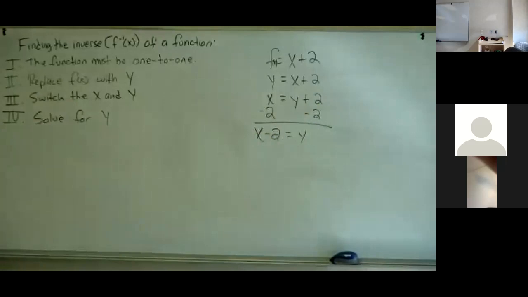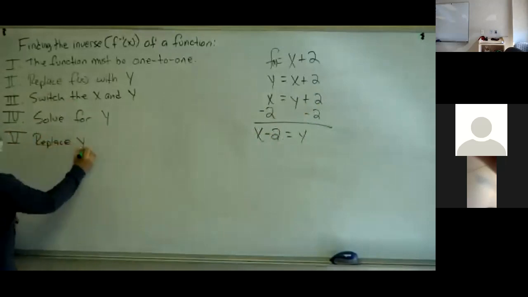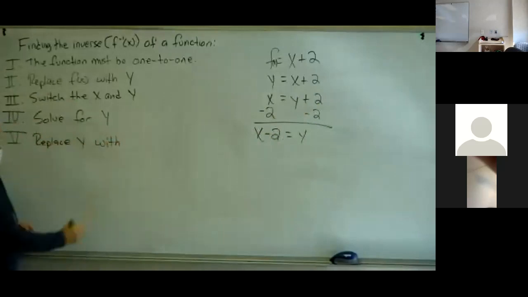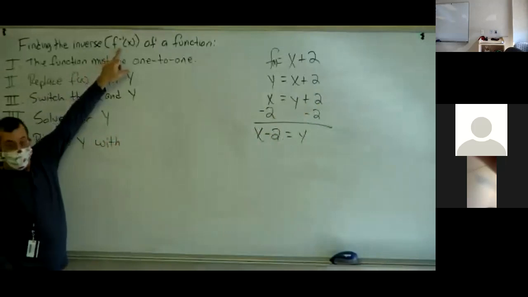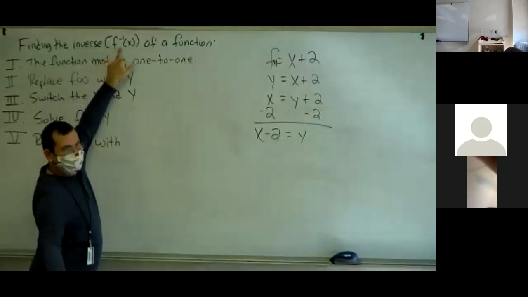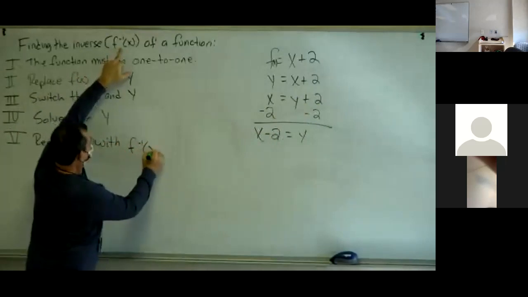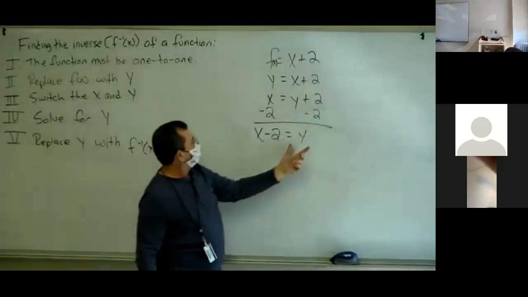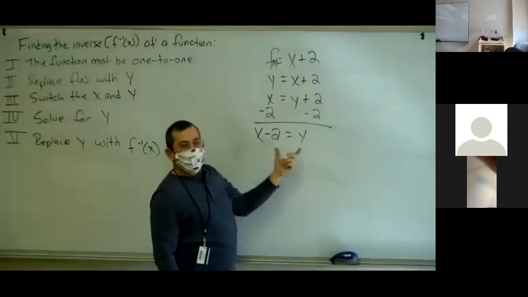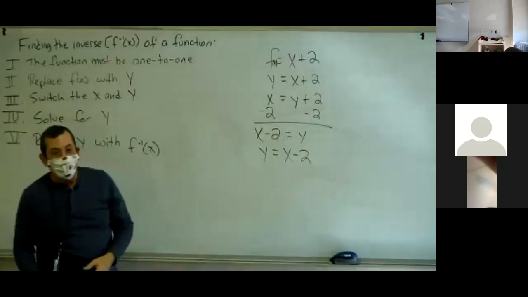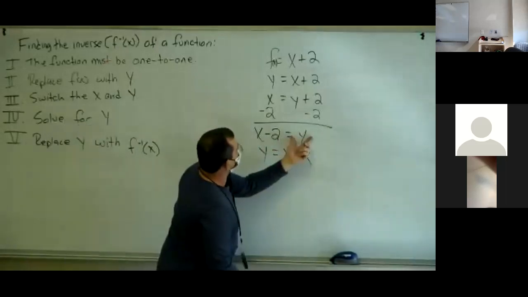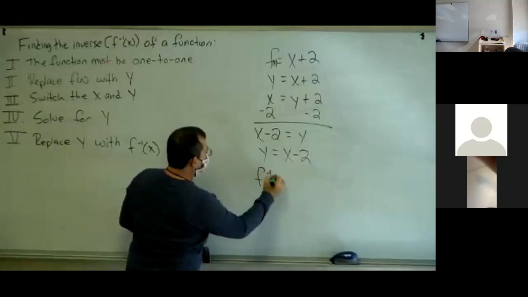My last step, and this ain't a hard step, I'm going to replace y with f of -1 of x, which is my f inverse. So now x minus 2 equals y is the same as y equals x minus 2, right? So just realize when you got these, all you're going to do is take that y and replace it with that f inverse.